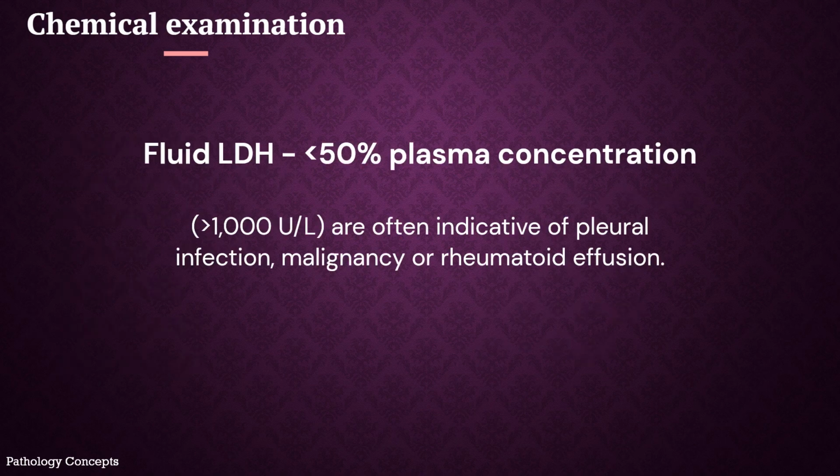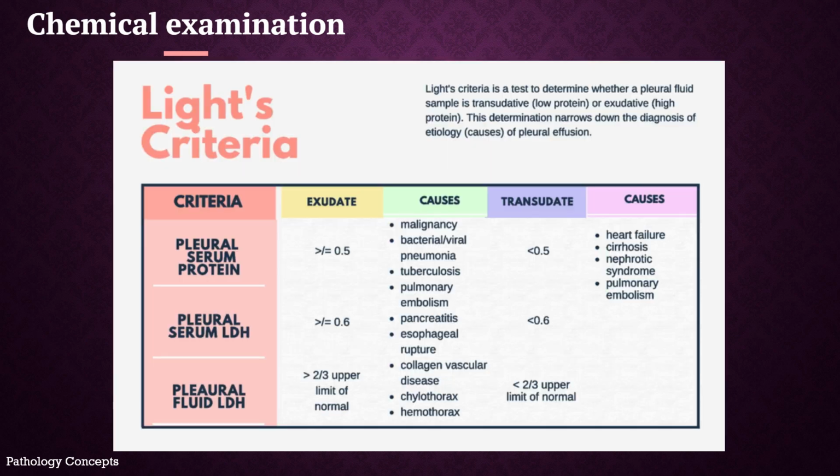Pleural fluid LDH. LDH is a marker of inflammation or cellular injury. It is sensitive but not specific. Normal pleural LDH level is less than 50% of that of plasma concentration. LDH levels of greater than 3 times the upper limit of normal are often indicative of pleural infection, malignancy or rheumatoid effusion. Light's criteria. The Light's criteria are used to determine if an effusion is exudative or transudative.